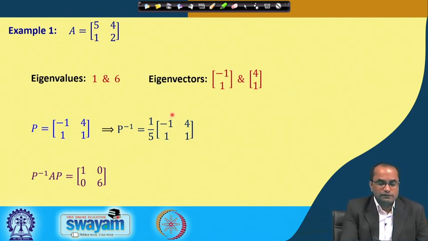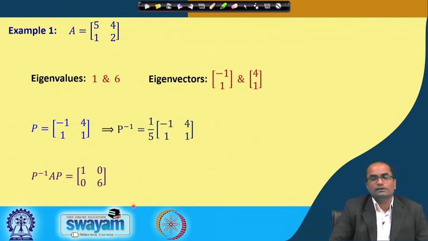The only thing that matters is the order in which we place these eigenvectors. The order we keep placing the eigenvectors as columns, in the same order the eigenvalues will appear.